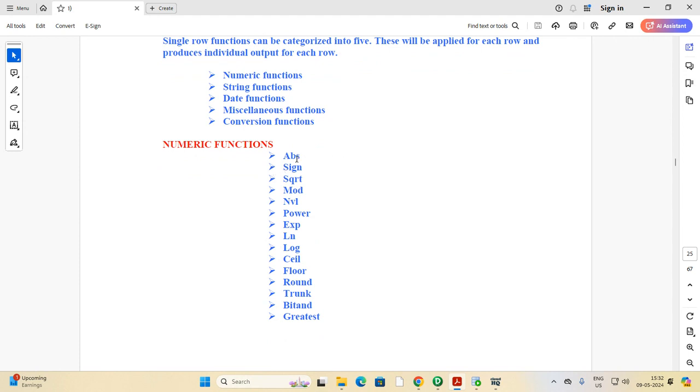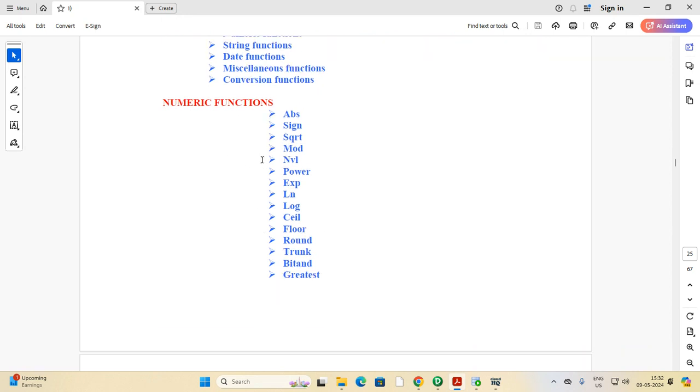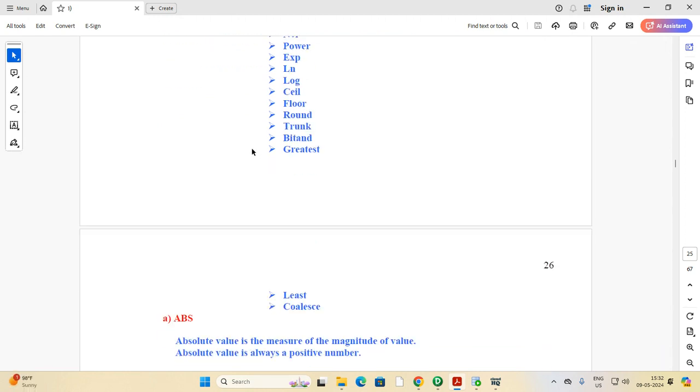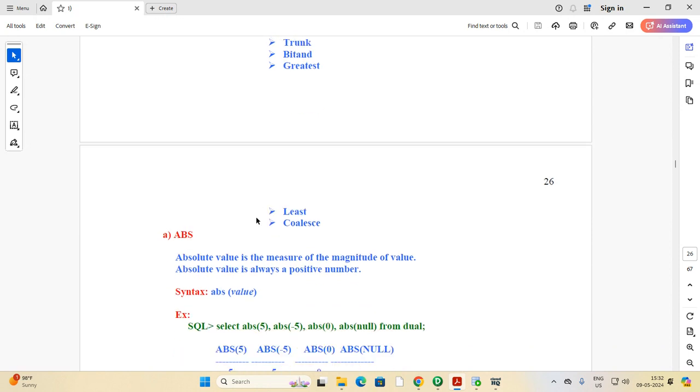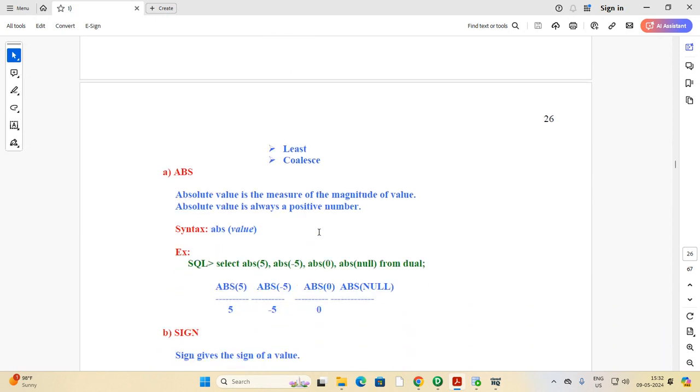That is ABS, meaning absolute, and sign function, square root function, modulus function, NVL function, power, expression, length, log, Ceil, floor, round, trunk, Bitand, and greatest. We will see one by one with the execution of these numeric functions in the coming video. In this video, we are having list and Coalesce function.